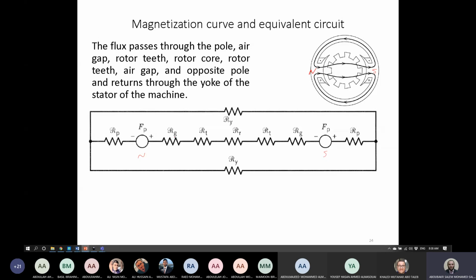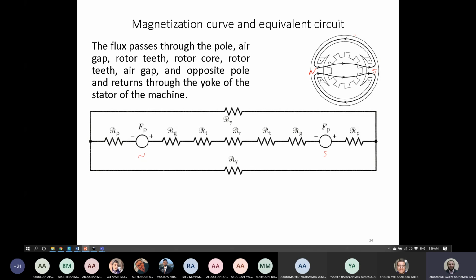So we can consider now we have R of pole, R of the air gap, R of teeth, R of the rotor itself, then teeth again, and air gap, and then the MMF of the coil, and the pole again. So these are the flux path in the middle part from pole to pole. Then as you can see, the flux will be halved.